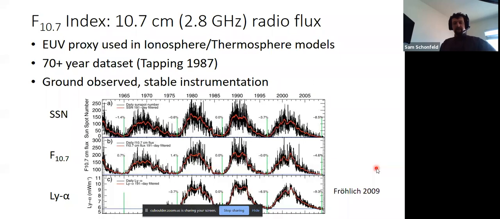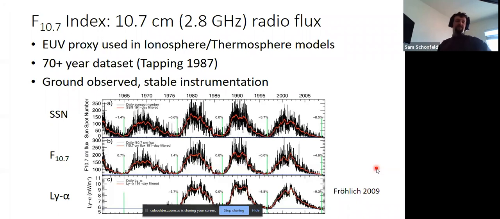So Kent mentioned F10.7 briefly and talked about all of these other metrics of solar activity and input to the atmosphere, but F10.7 is really the original input for these atmospheric models. So this is the 10.7 centimeter, 2.8 gigahertz radio flux, and being the original, I think it's still also the most used proxy for solar EUV in ionosphere thermosphere models.